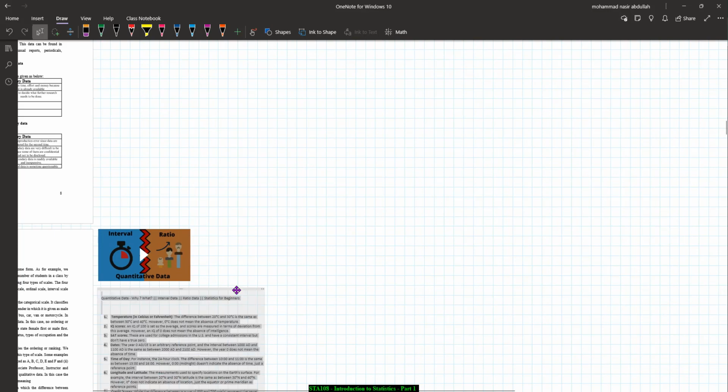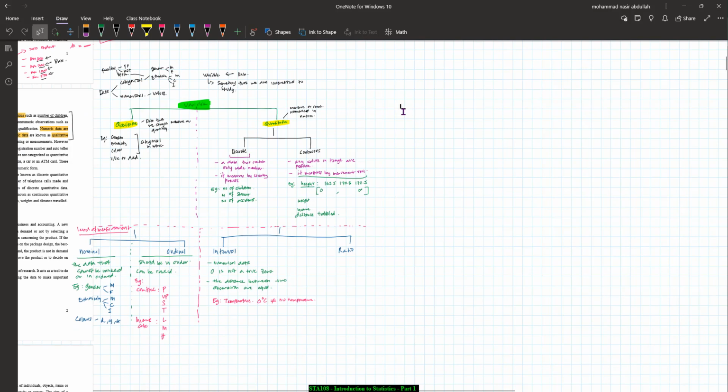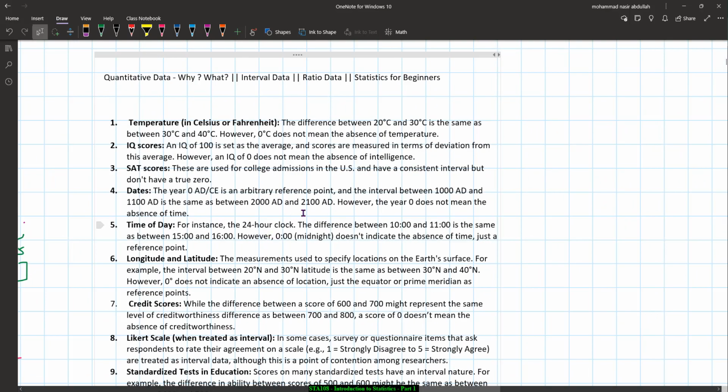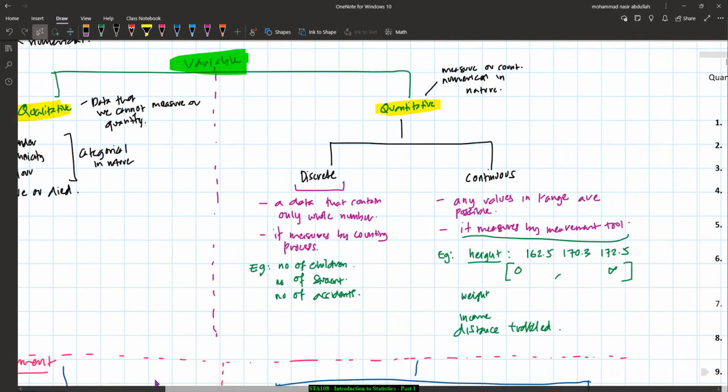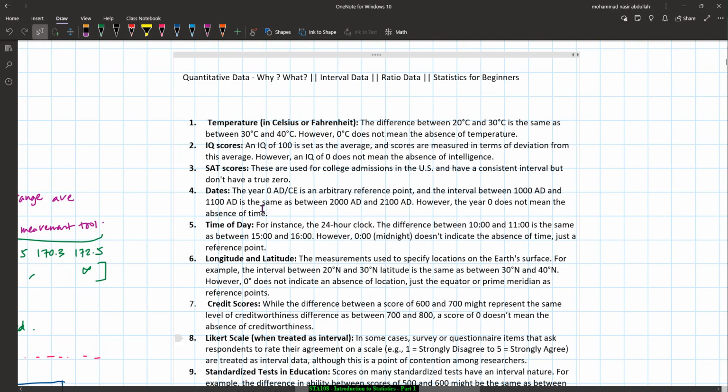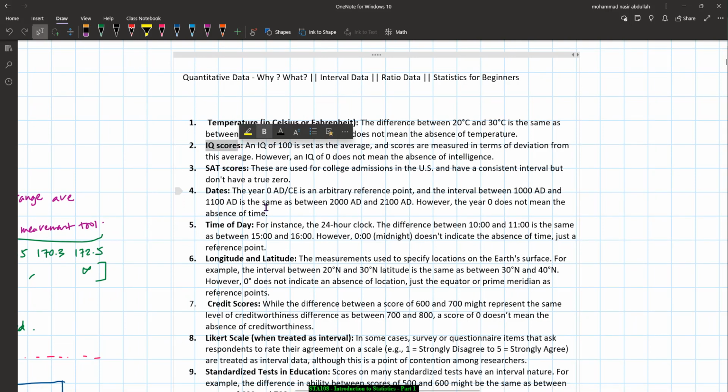Let me copy this one. This is some example of interval: temperature. The difference between 20 and 30 is the same as between 30 and 40. So that's why I say the differences between two distances are equal. IQ score is also an example of interval scale. An IQ score of 100 is the average, and scores are measured in terms of deviation from this average. However, an IQ equal to 0 doesn't mean absence of intelligence. Exam scores are also interval.